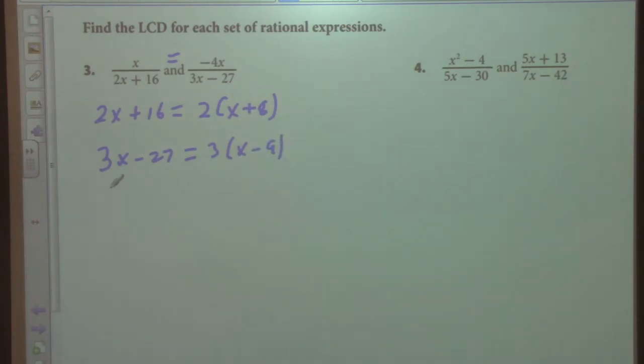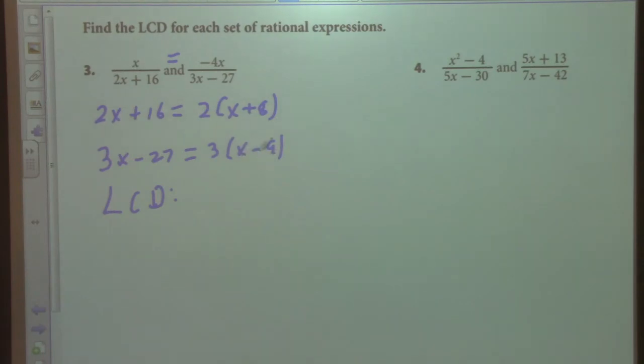And so for your LCD, you're looking for the least common denominator by which you're going to be able to multiply and clear everything out. If you see these things right here, do you have any ideas on what the least common denominator is going to be for this? What's your idea on this? Anybody?